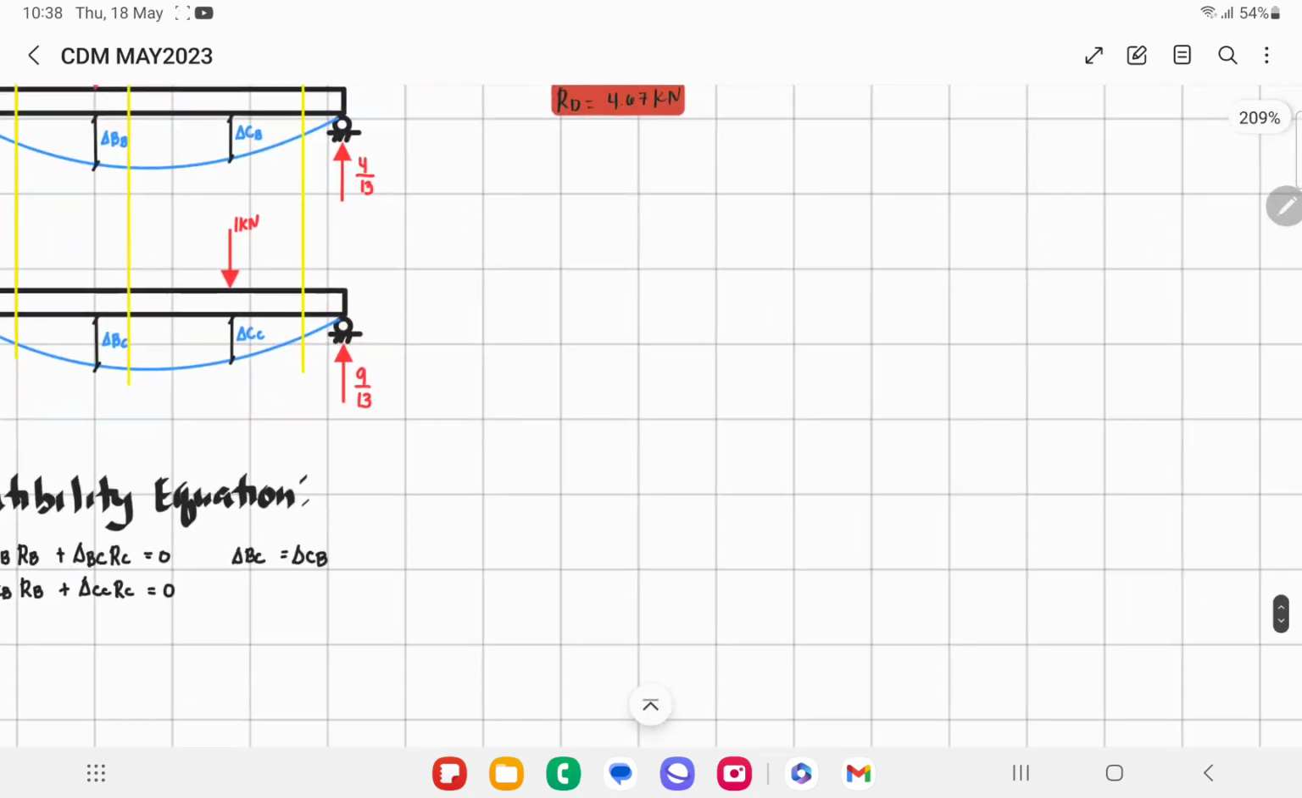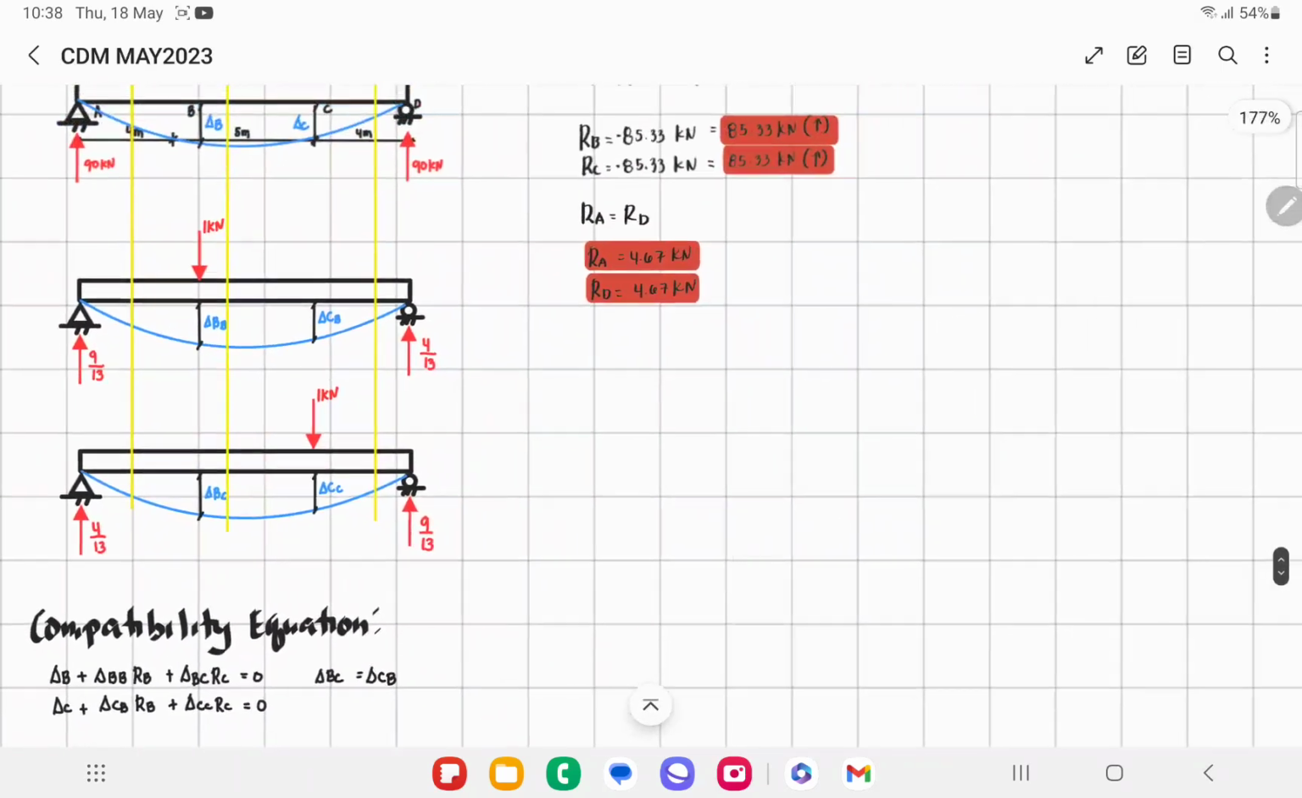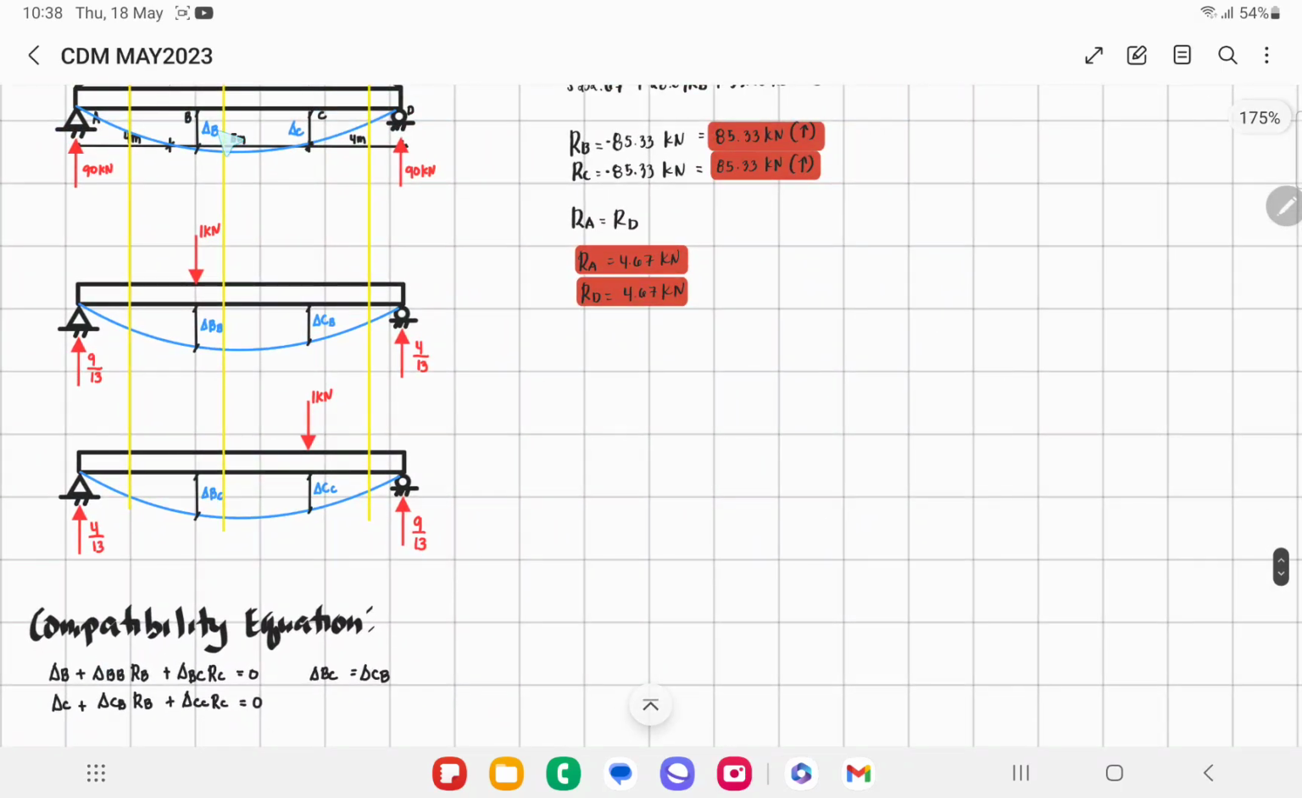So we can create that compatibility equation: the deflection at B in the primary structure, plus the coefficient BB times the reaction at B, plus delta BC times RC, is equal to 0. Must be equal to 0.